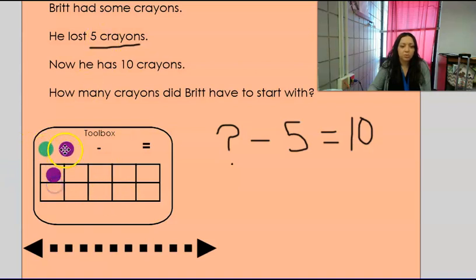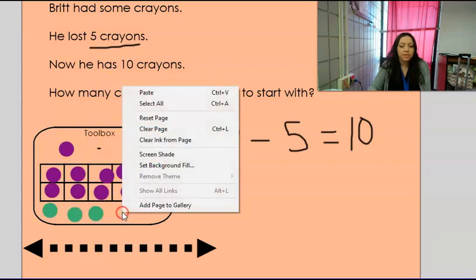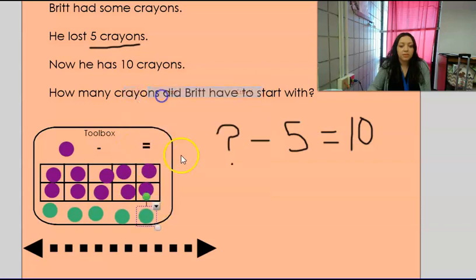1, 2, 3, 4, 5, 6, 7, 8, 9, 10. All right, so that's what I was left with. But it says he lost 5. So I did have 5 more. So let's add 5 more in a different color. Are you ready? Oh, it's only going to let me do 1. 1, 2, 3, 4, 5. So I added the 5 more.